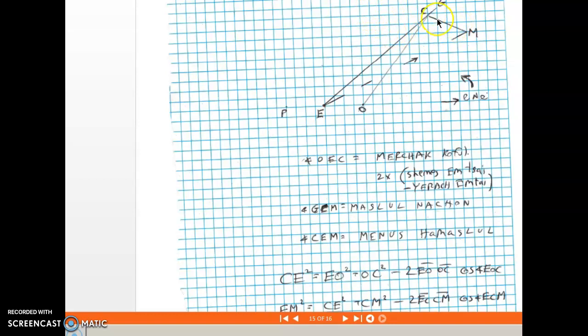So if GCM is more than 180, then the Yerech Hamiti is further than the Yerech Emtsoi. So the angle GCM is Mastel Nochen. CEM is Manasseh Mastel. CEM is called Manasseh Mastel. Now take the Rambam and I'm not going to go over the whole Rambam, but I will skip to Halacha Dalet.